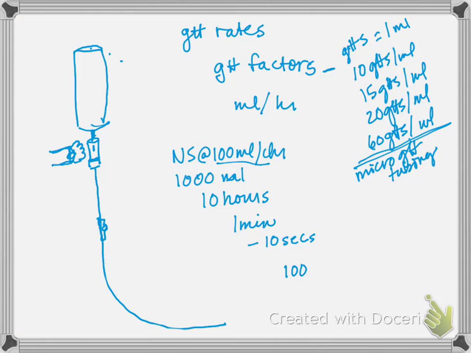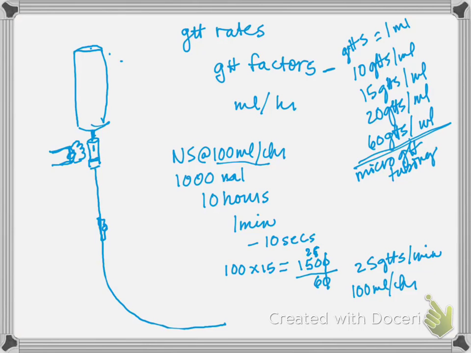So let's say we only have 15 drop per mL tubing. So we're going to take our rate times our drop factor, and we're going to divide that by minutes. So 25 drops per minute should give us 100 mL per hour. So that would be 12.5 drops in 30 seconds, approximately 6 in 15 seconds. You can't get a point of a drop or a partial drop. So we know we're going to need to do 5 to 6 drops for 15 seconds. Because with gravity, we're in the ballpark.